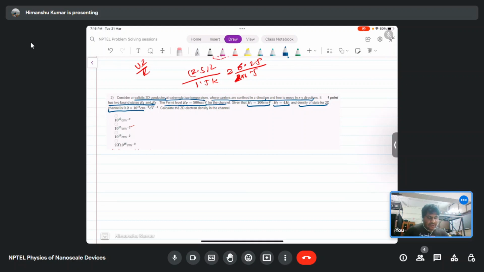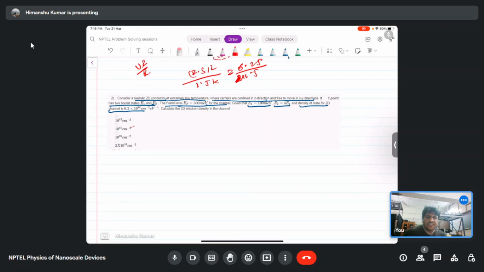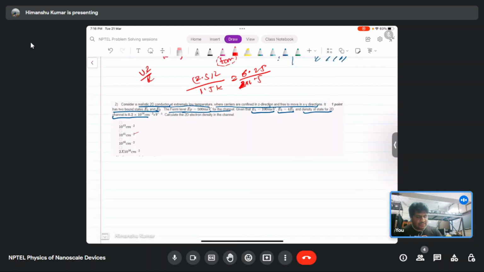Now, as we have discussed in the 1D potential well, when we solved the case for the 1D potential well, in case of 1D confinement the channel energy levels En were proportional to n square pi square h bar square by 2 m star t square. This was our solution for the 1D case.